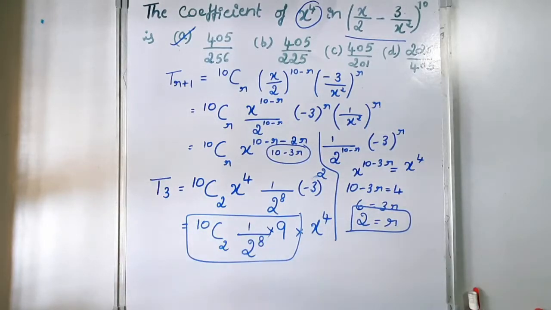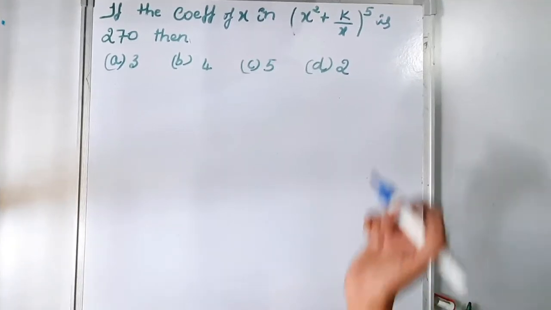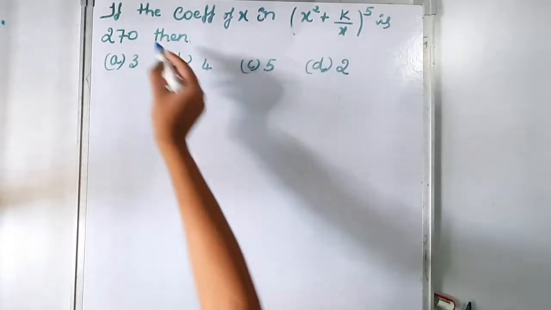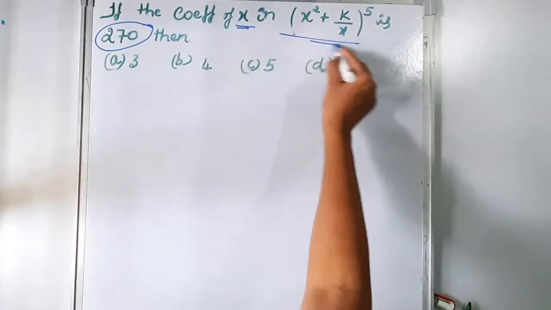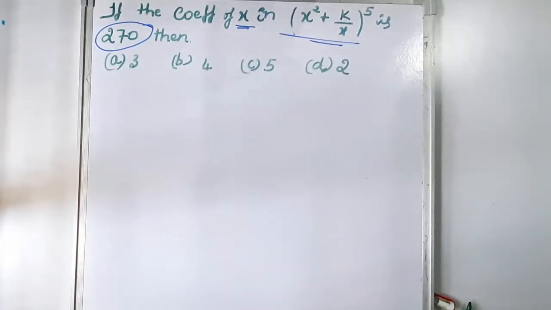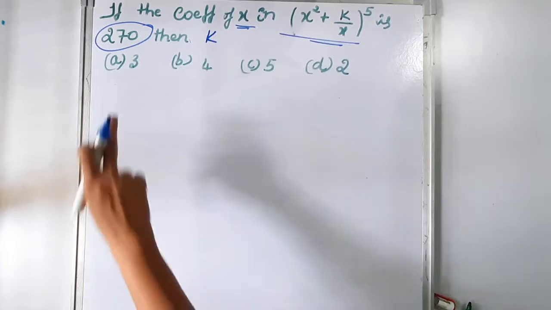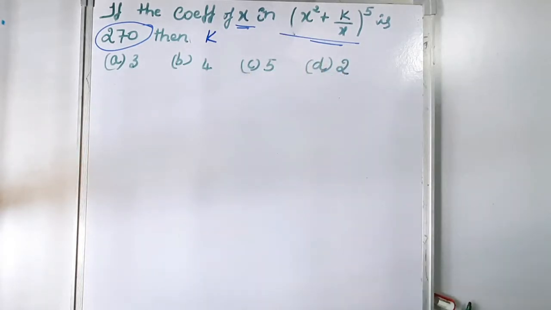Verify your answer. The answer should be 405 divided by 256. Next question: if the coefficient of x in the expansion of (x squared plus k by x) whole to the power 5 is 270, then find the value of k. Options are 3, 4, 5, 2. Let us check with this.